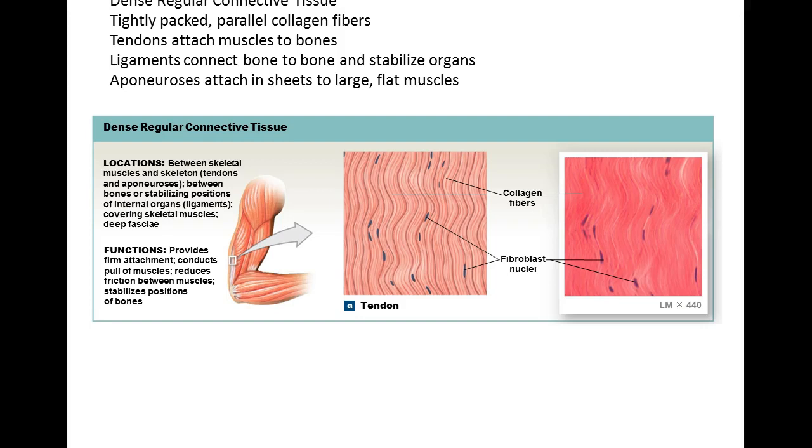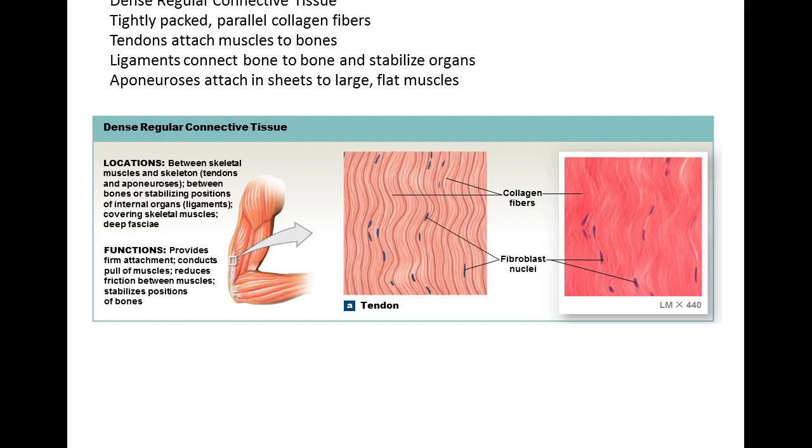Dense regular, sorry about the cutoff, dense regular connective tissue. You do see it at the top of the picture. Just like the name says, lots of fibers, it's dense. Those fibers are laid down in a parallel fashion. This kind of tissue makes up tendons that attach muscles to bones, and also makes up ligaments. The difference between a ligament and a tendon is that the tendon is going to have a few more elastin fibers, a few more of the elastic fibers.